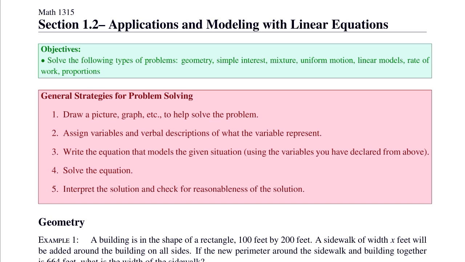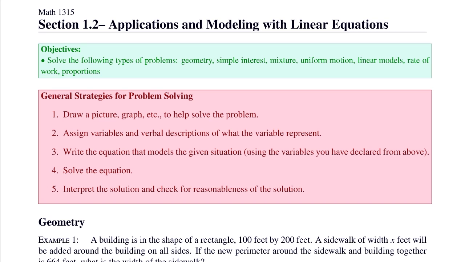to help you solve the problem. Number two, assign variables and verbal descriptions of what the variable represents. Number three, write the equation that models the given situation. Use the variables that you declared above. Number four, solve the equation. And then number five, interpret your solution and check for the reasonableness of your solution.